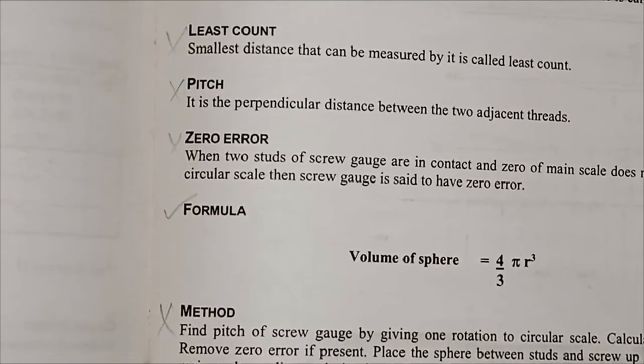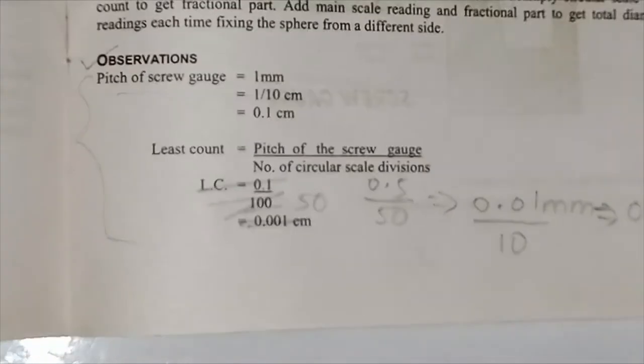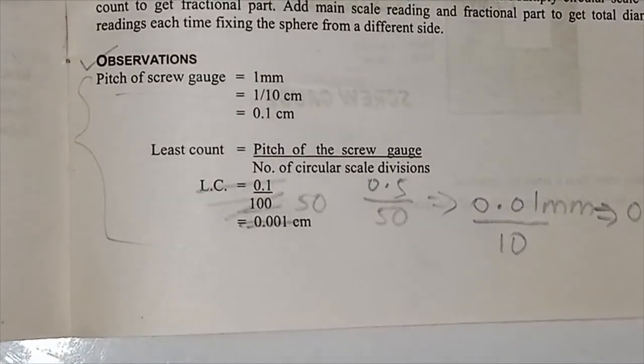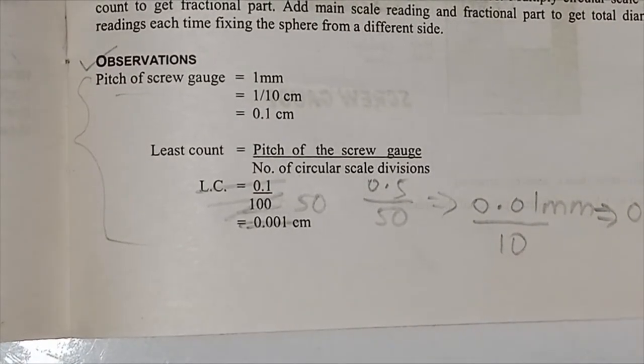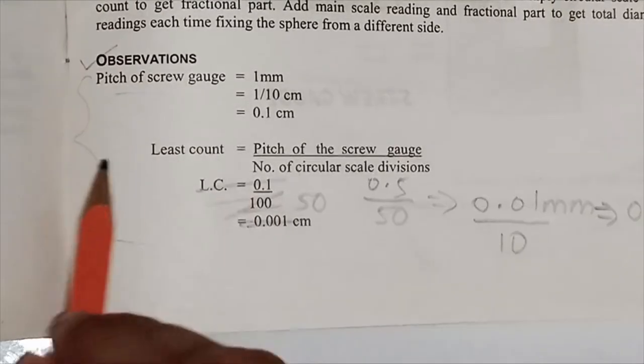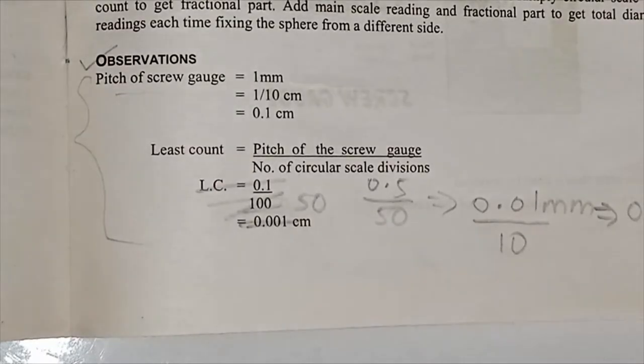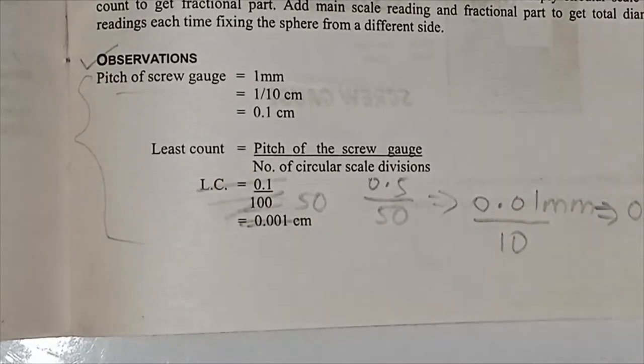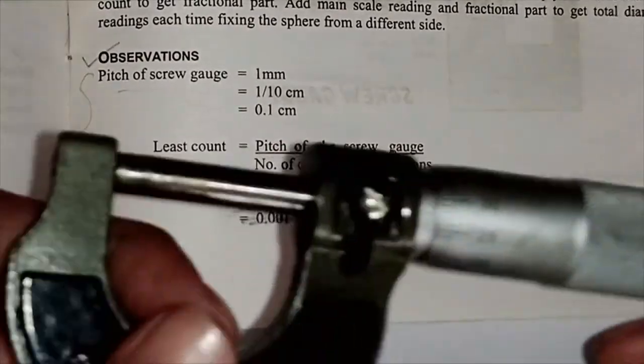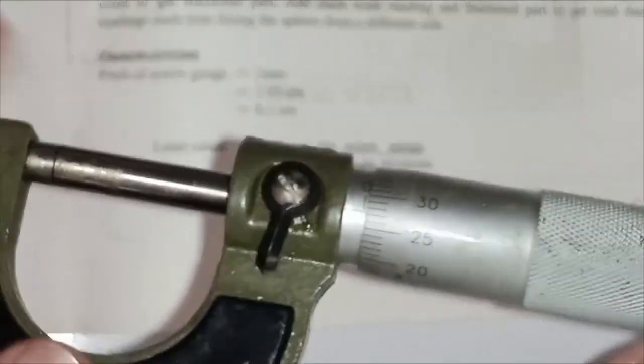So let's move ahead and fill the table. For filling the table we have to take some basic observations and understand some basic things. So here is the pitch of the screw. I know we have done and understood pitch, but we have to take it mathematically, so we have to understand it with the apparatus.